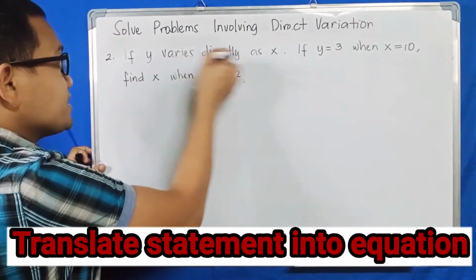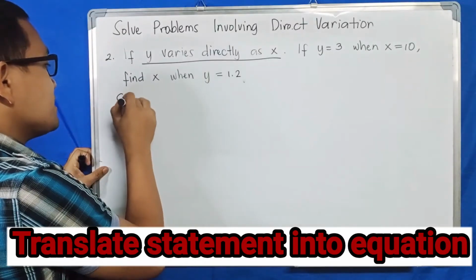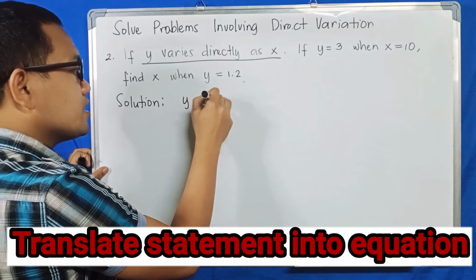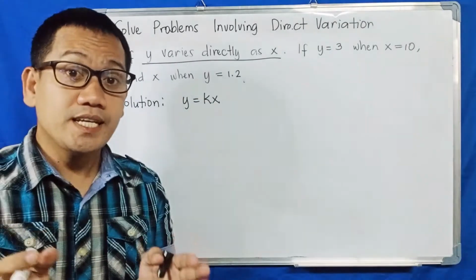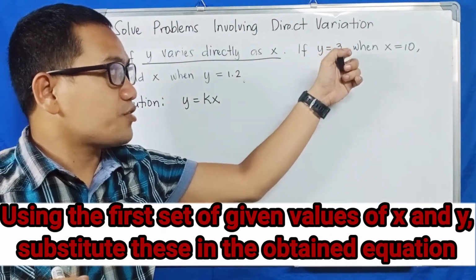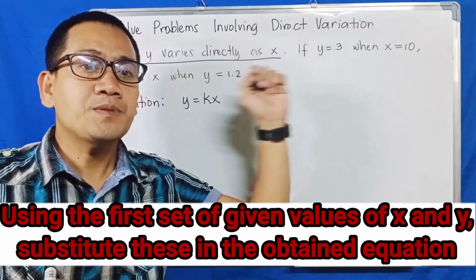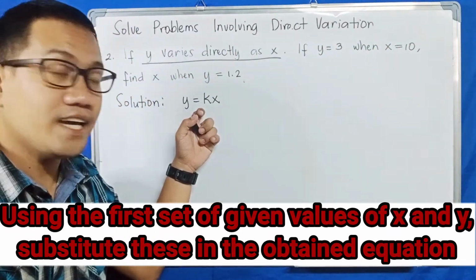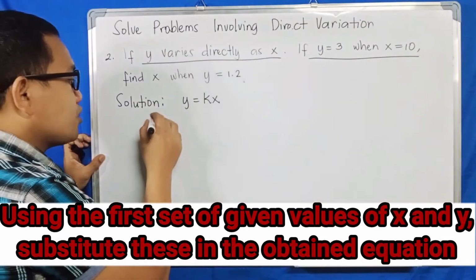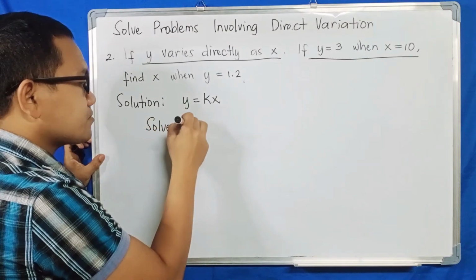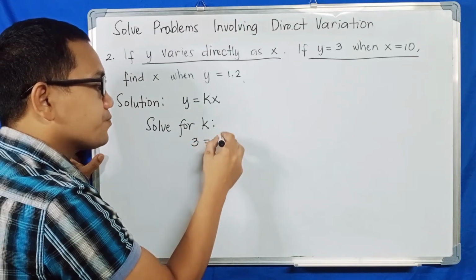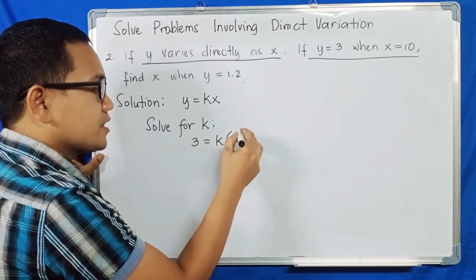So if y varies directly as x, this means it can be written as y equals kx. So using the first set of given values of our y, which is 3, and x equals 10, substitute this in solving for k. So again, we will utilize the first set of given in solving for k. So we will have y, which is 3, and our x, which is 10.